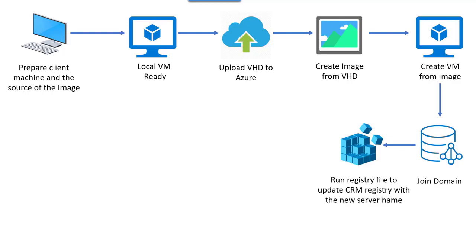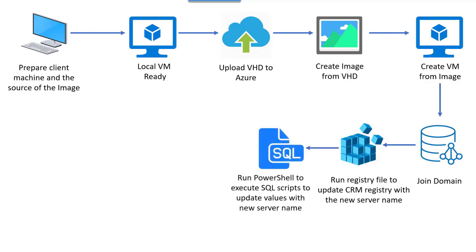So the first step is editing a registry file with the new machine name and then running this file, which will edit the registry of the CRM with the new machine name. The next step is running some SQL script which I created to update the server name inside the CRM configuration database. The main idea behind that is there are no tools to configure the change of the server name and the SQL server name. So I needed to find a way to do that.